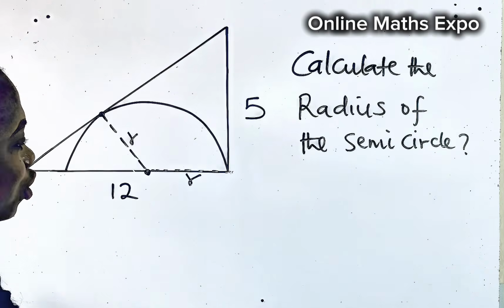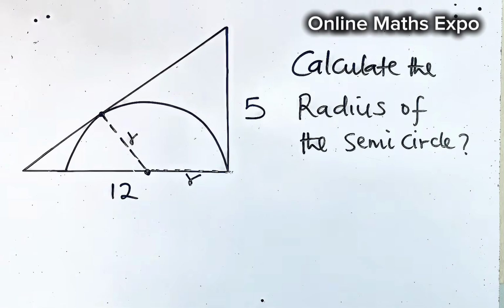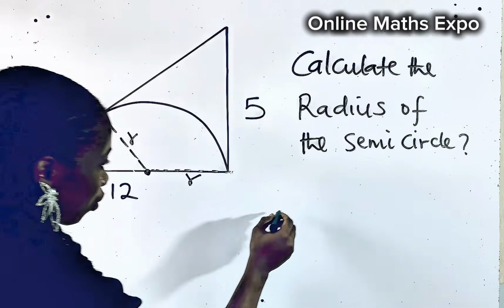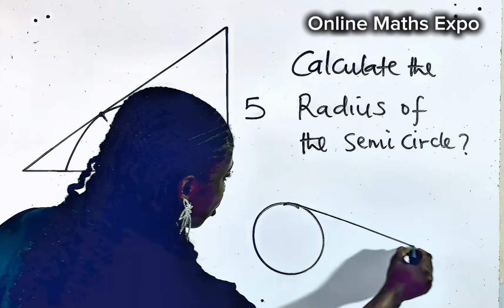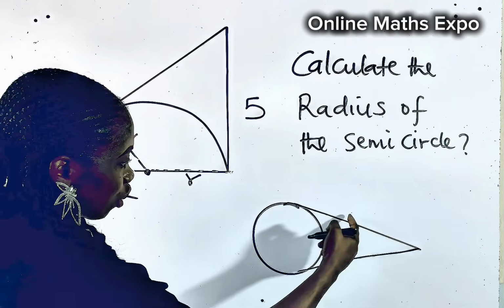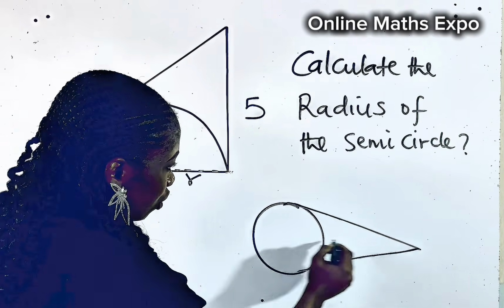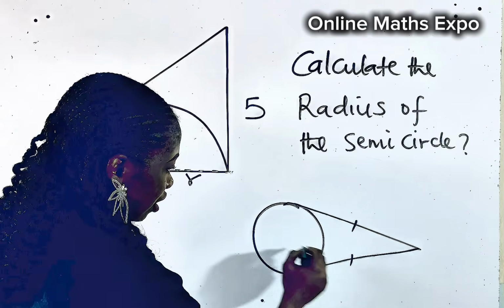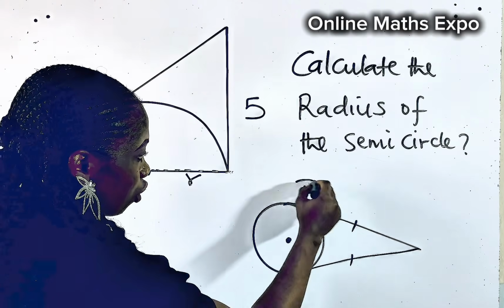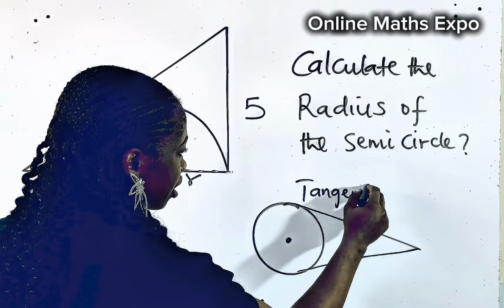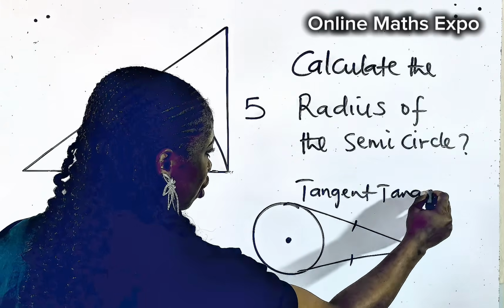Now, of what use is this with Pythagoras? Just remember this theorem quickly. Anytime you have your circle drawn, and these are two tangent lines that touch each other at this point, and this is the center, we say that these two tangent lines are equal, obeying the tangent and tangent theorem.